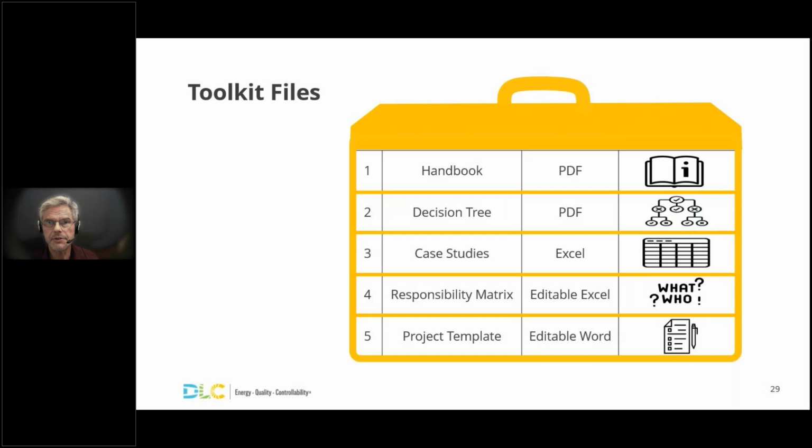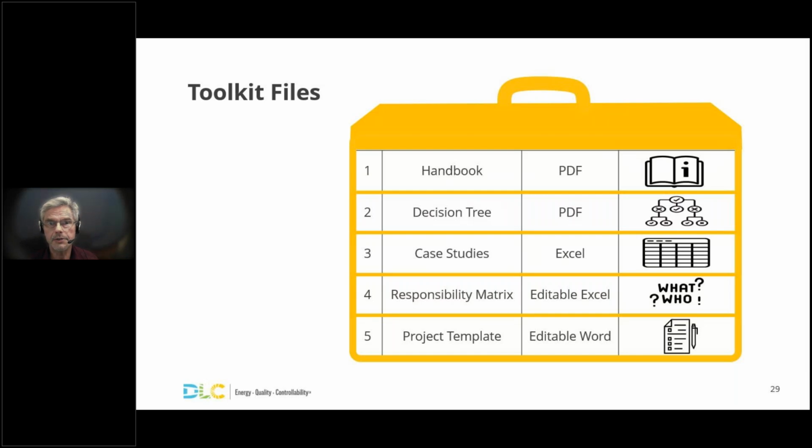The toolkit contains 5 different files bundled up in a zip file. First is the handbook, a concise reference manual. Next is the decision tree, a guide to help you choose appropriate projects for lighting HVAC controls integration, and also avoid projects where success is unlikely.